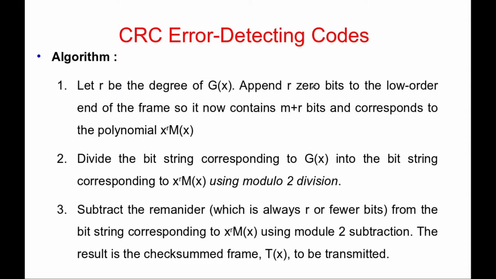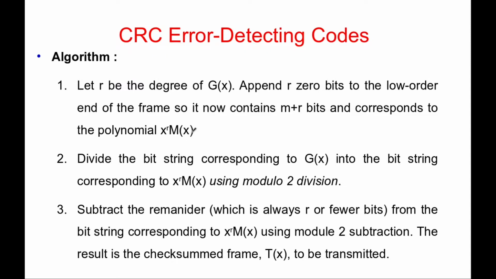So append r 0 bits to the lower order end of the frame. It now contains m bits of original data plus r bits which are just appended, so the value is m plus r bits. And that extended polynomial corresponds to x raised to r m(x), where m(x) was the original polynomial and x raised to r is there because we have appended r zeros. That's why the total polynomial now becomes x raised to r m(x).